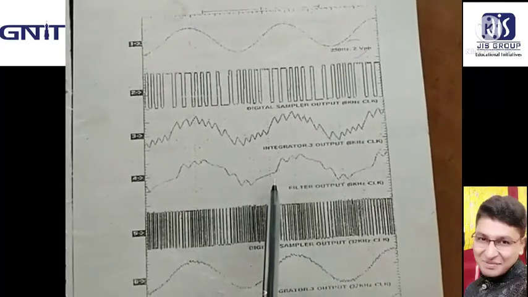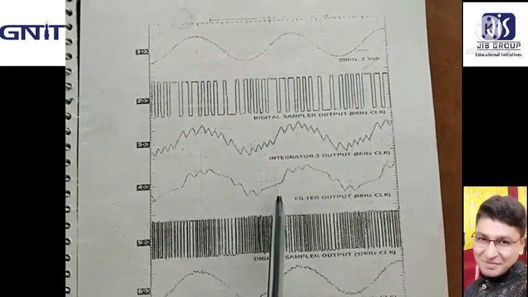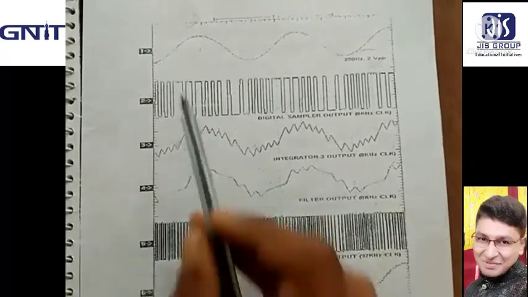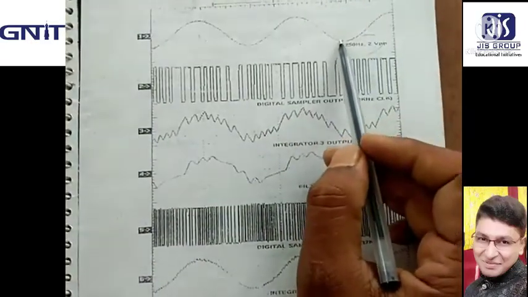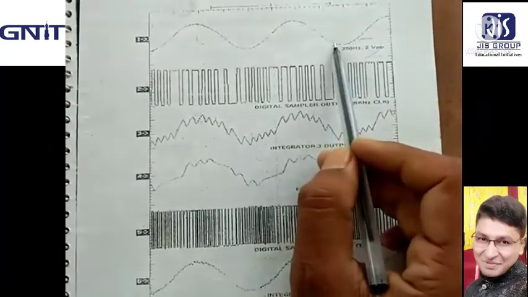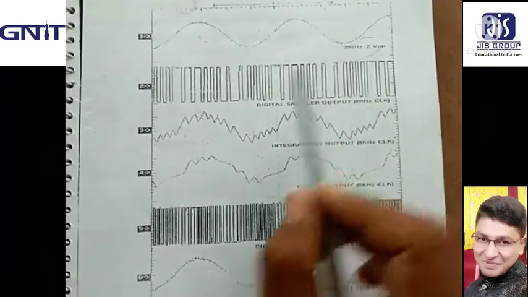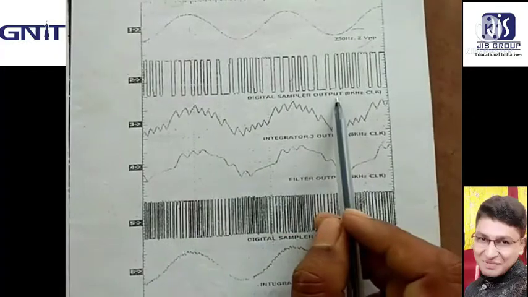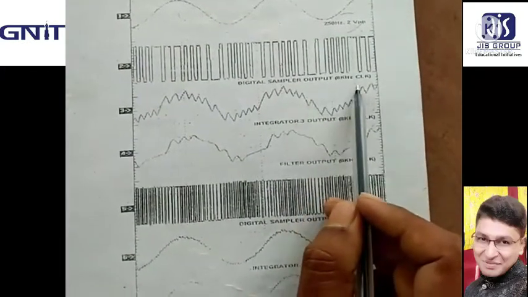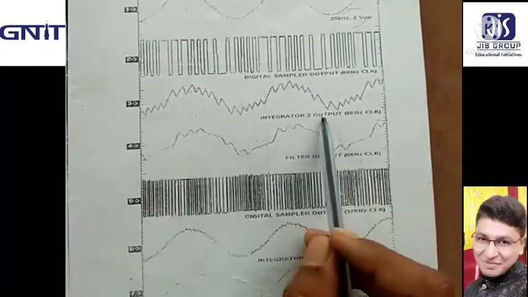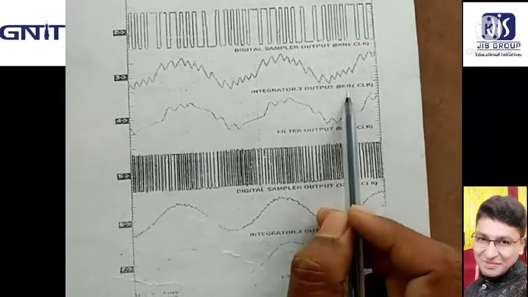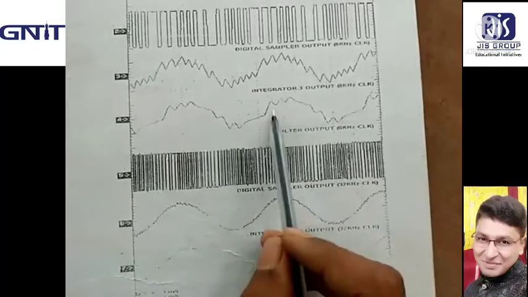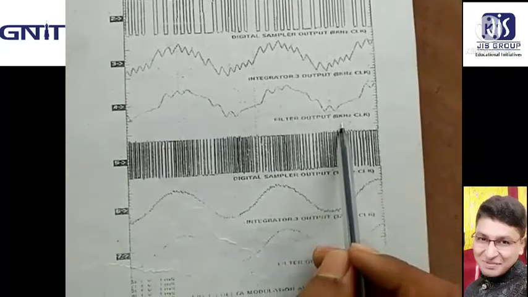This is our output waveform. First one is the input signal. Measure this signal's amplitude and frequency. The second one is the digital sampler output. The third one is the integrator 3 output. And the fourth one is the filter output.